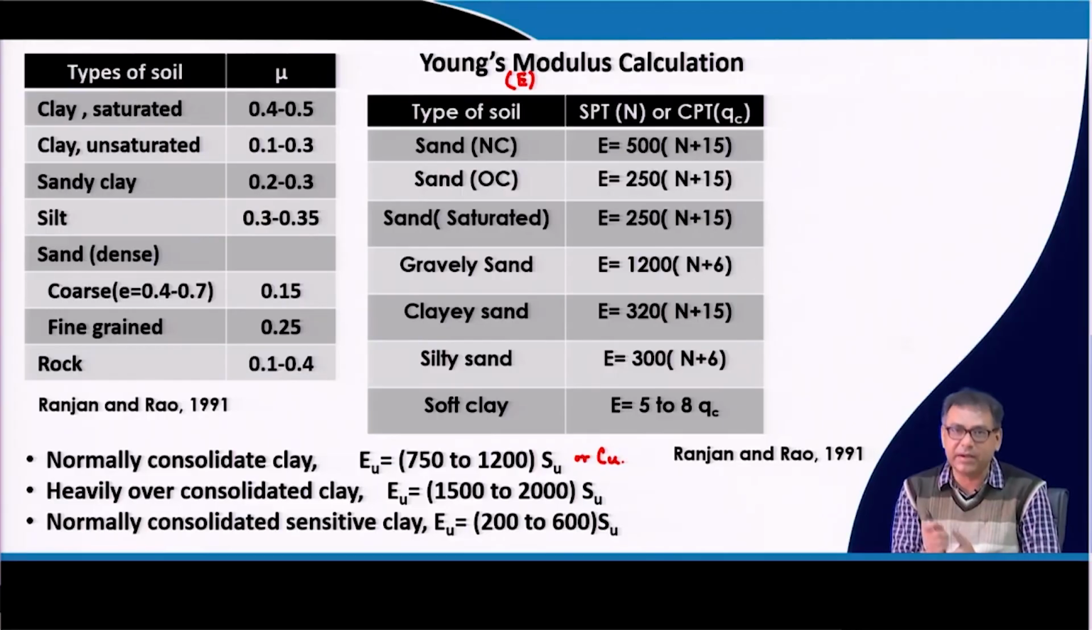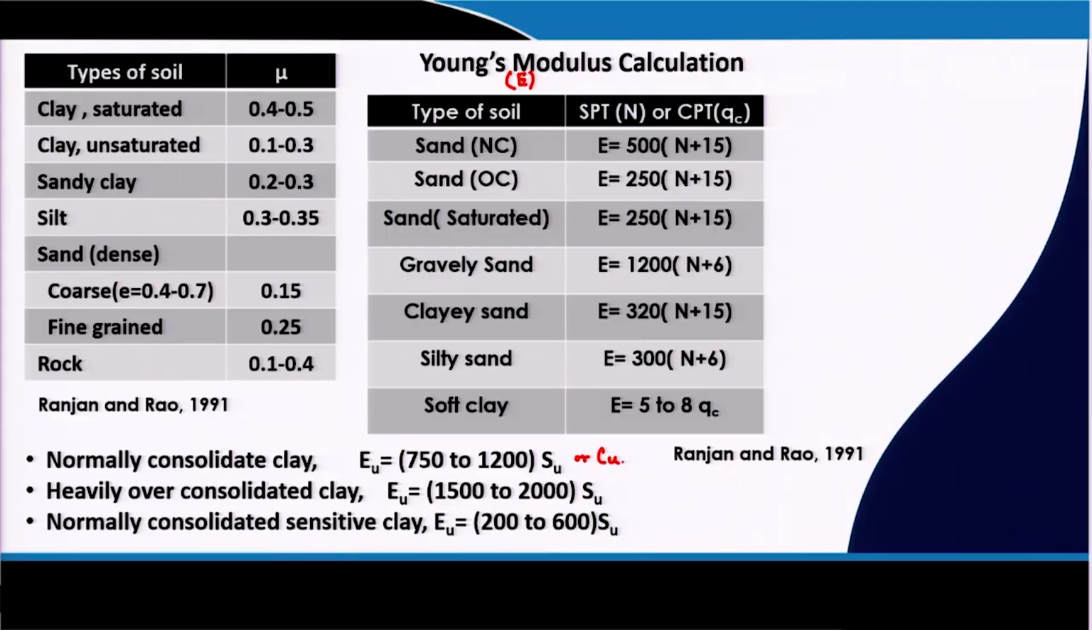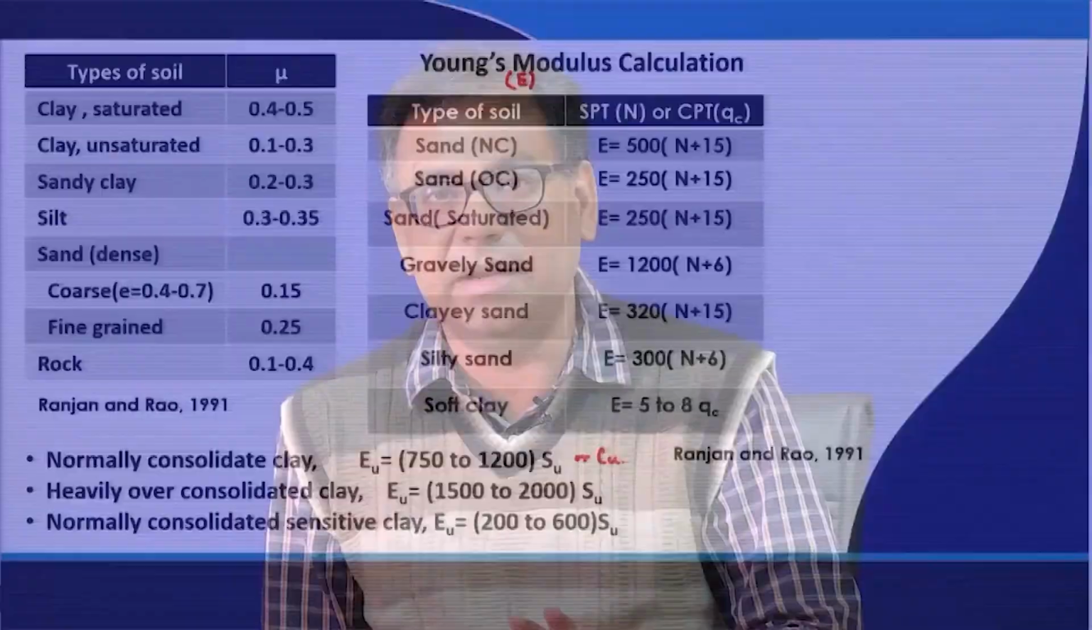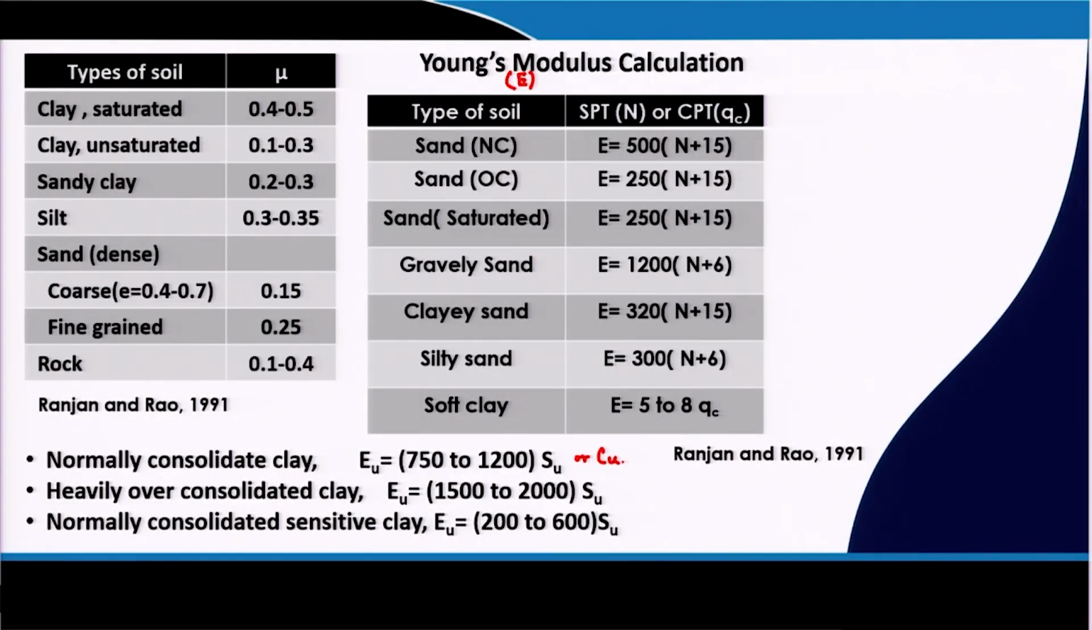So, it is always better to have the particular E and mu value for the soil for which you are designing the foundation. That means you should have the E value and mu value for that particular soil for which you are designing the foundation. These tables will give you guidelines, but it is always better to have the actual E and mu value. Okay.